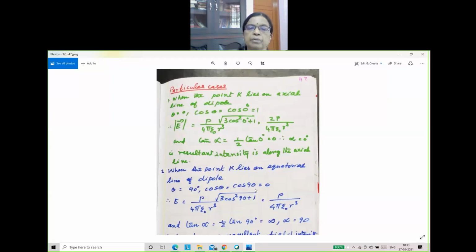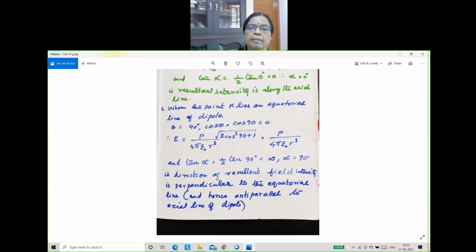Similarly, equatorial line. When K lies on the equatorial line, theta becomes 90. Cos theta becomes cos 90 equal to 0. So in this expression, P by 4 pi epsilon 0 r cube into root of 3 cos square 90 plus 1. Cos 90 is 0, so this will not be there. This term 0 plus 1, root 1, above 1 then. P by 4 pi epsilon 0 r cube. This is the expression we got for the electric field intensity when point is along the equatorial line of a short dipole.